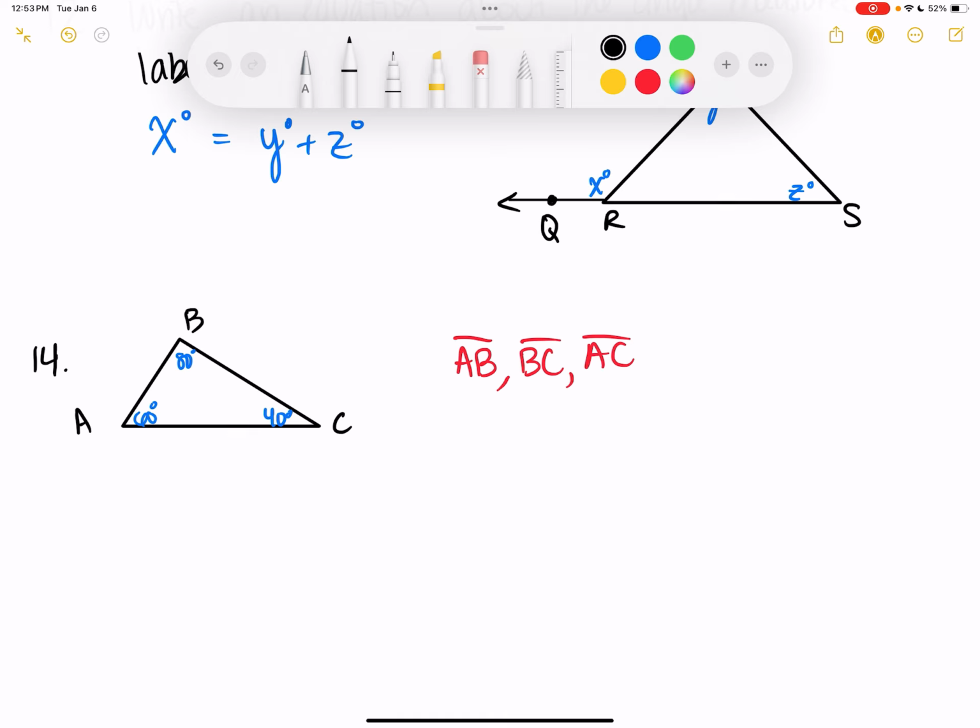All right, so obviously on that one, they gave us all the information. But same thing as the ones above. If they only give you two pieces, make sure you find the third angle before you start putting them in order.